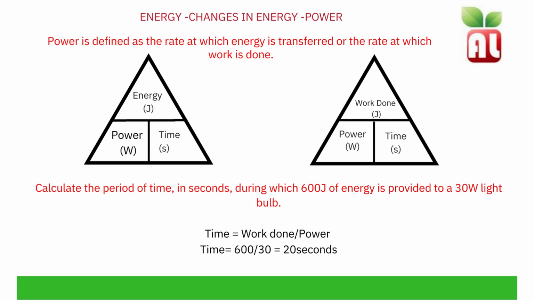An example question: calculate the period of time in seconds during which 600 joules of energy is provided to a 30-watt light bulb.